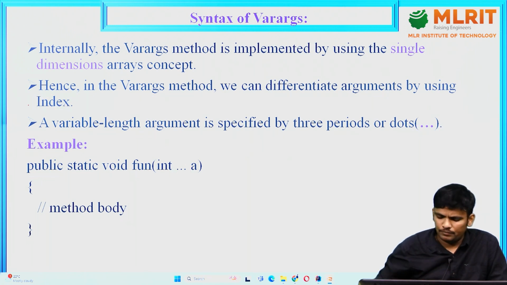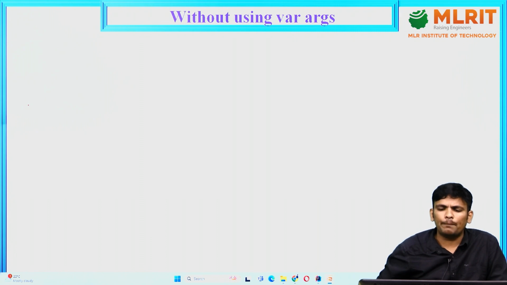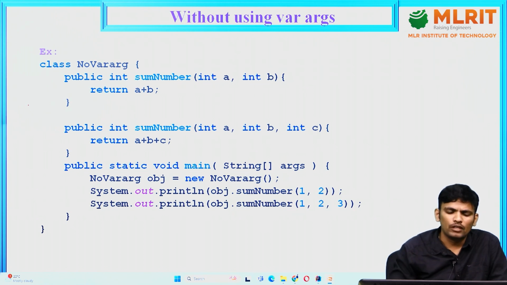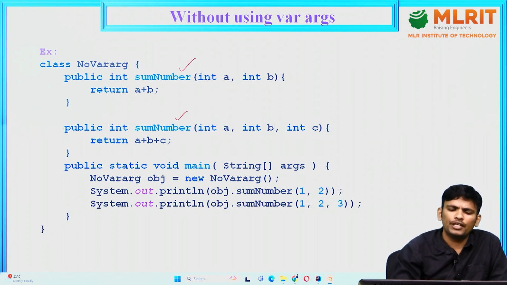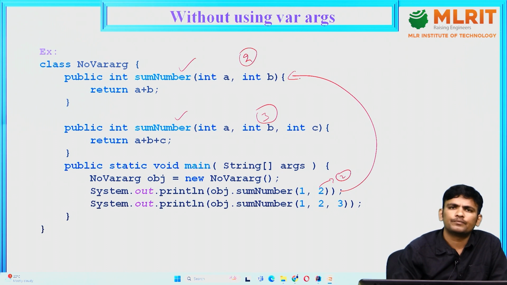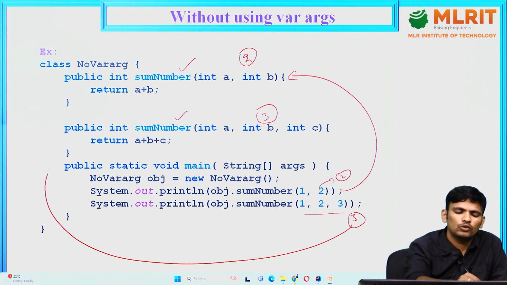Now we'll see what happens if you are using it without var-args. Suppose, take an example. I have a method sum number, and here I have another method sum number. This sum number is accepting two arguments, and this sum number is accepting three arguments. Now whenever you call sum number, if you are passing two arguments, this method will be triggered, and if you are passing three arguments, 1 2 3, the second method will be triggered.